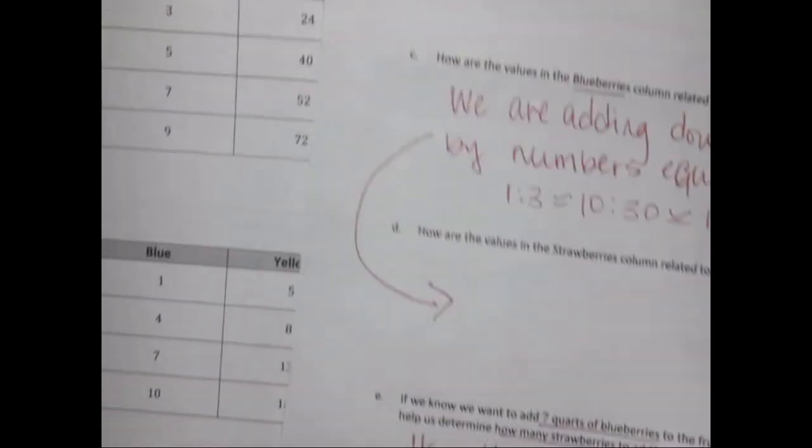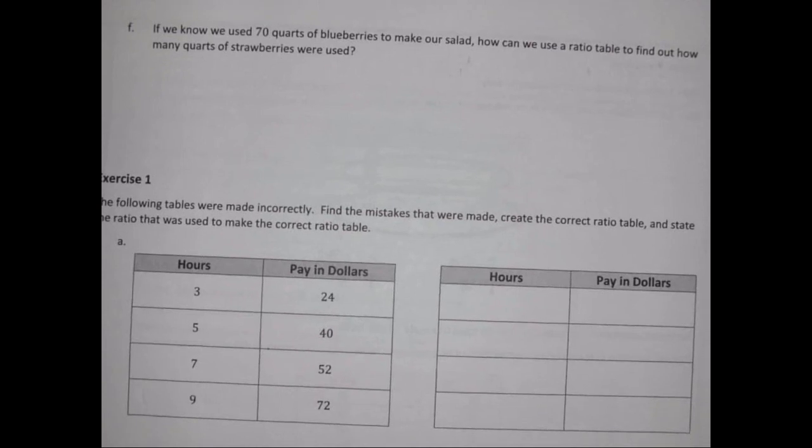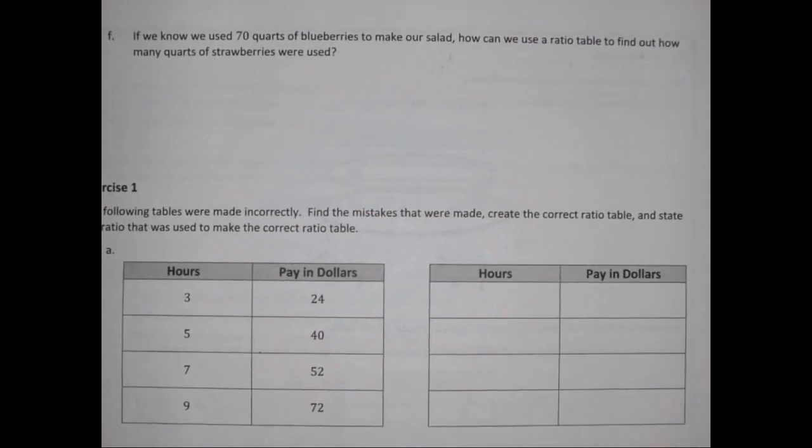Okay, and then move on to part F, which is at the top of page 45, above exercise 1. It says if we know we used 70 quarts of blueberries to make our salad, how can we use a ratio table to find out how many quarts were used? What would we do? Dewey. Trust your gut, be confident. What would we do? Find 70 on the table?